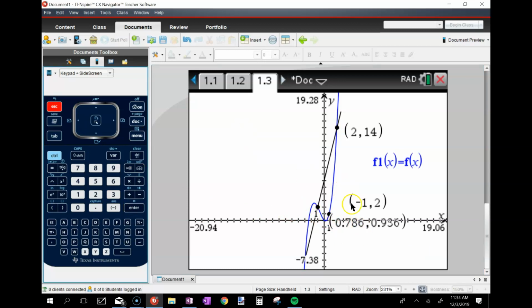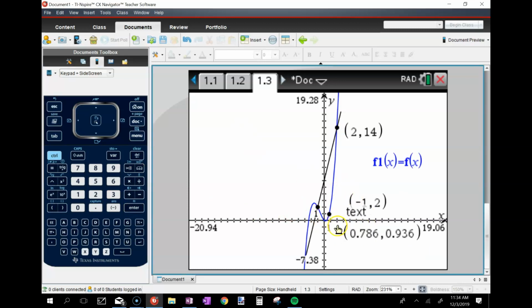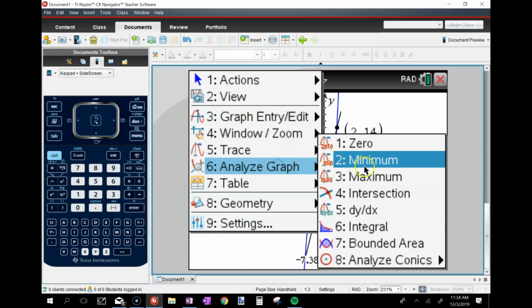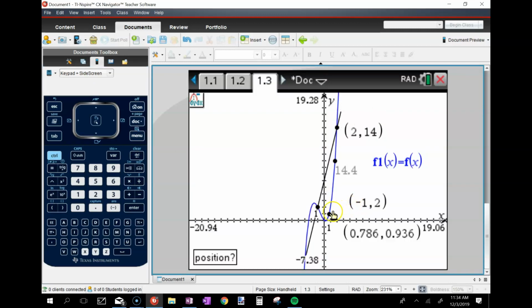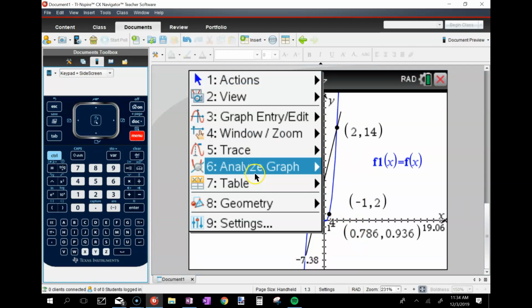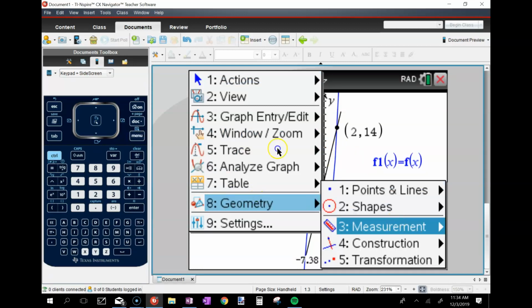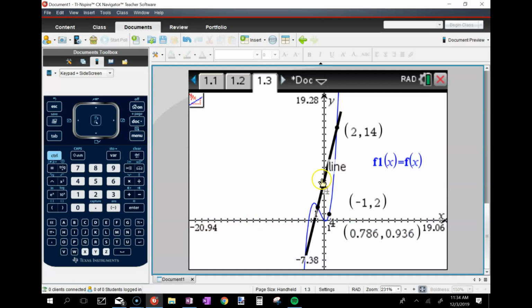And what's true about that point? If I were to find the slope of this point as a tangent, analyze graph, give me the derivative at this point, what did it say it was? 4. Okay, let's ask the calculator to give me the slope of this line. And there it is, right? And that's what we just accomplished. We got a good visual of it all.